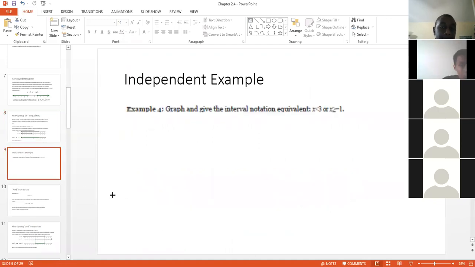Independent example. Graph and give the interval notation equivalent for x is less than 3 or x is greater than or equal to -1.